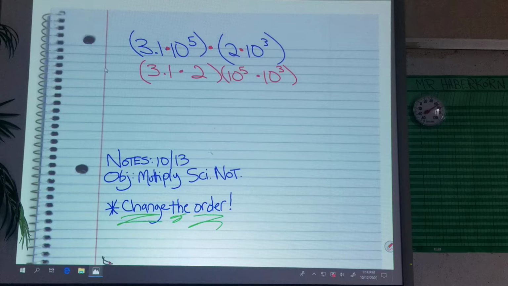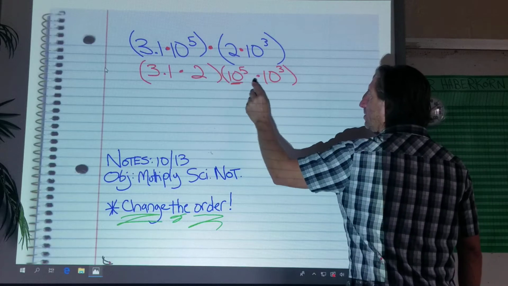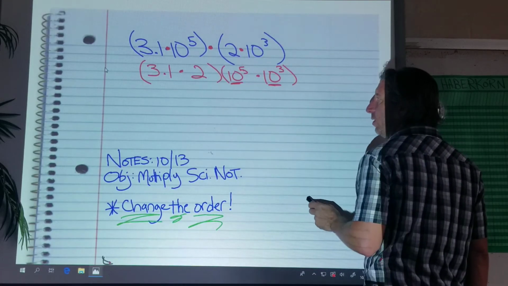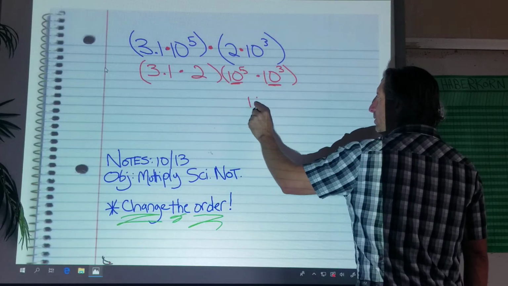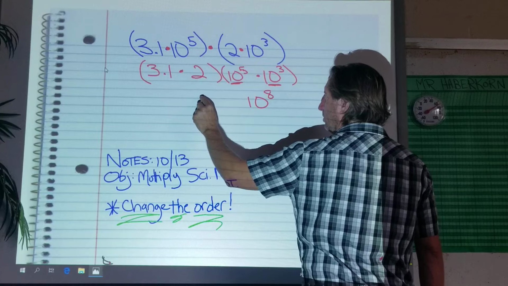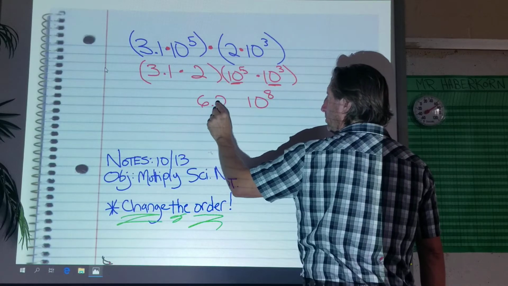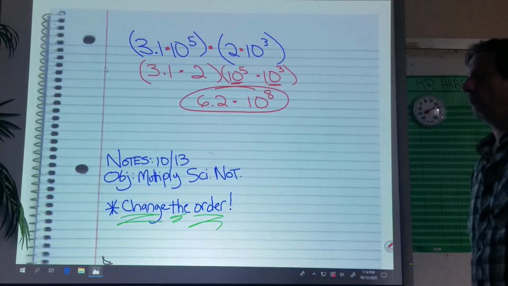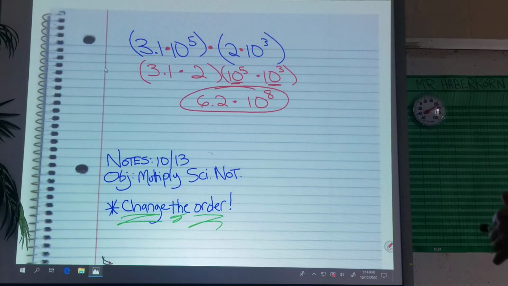Now you may say, Mr. Habercorn, why would you do that? Well, it makes our life way easier. Because look, these have the same base. So if I'm multiplying those, all I have to do is add the exponents, right? So now we have 10 to the 8th. 3.1 times 2 is 6.2. Oh, I'm done, right? So not too hard to do if you change the order.